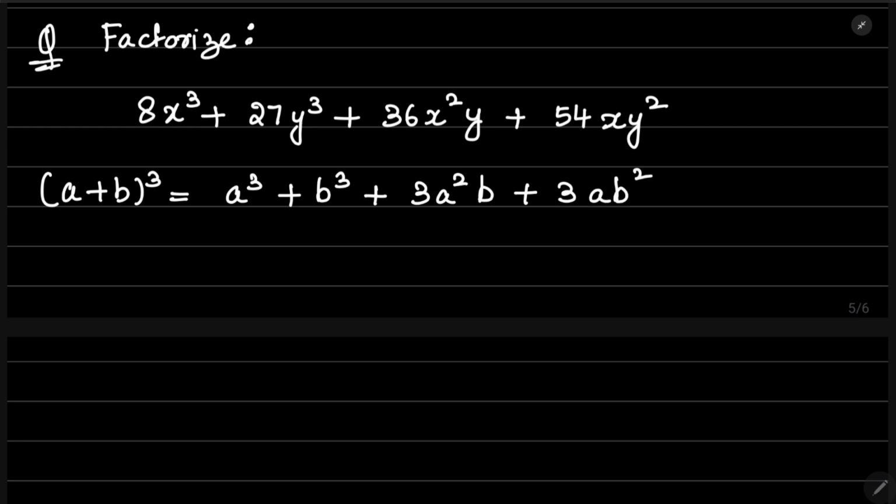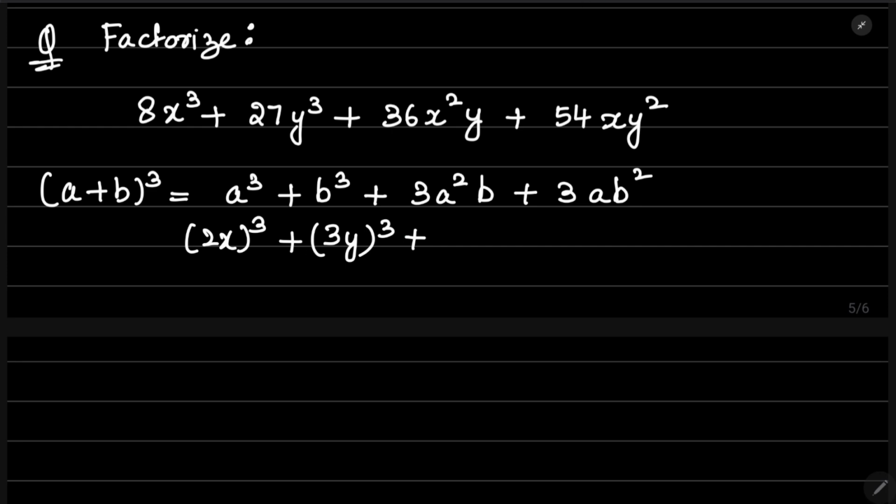Okay, let us do it. So you are given, this is your a cube, b cube, this is your 3a square b, x square y, and this is your ab square term, xy square. Okay, so now let us write. So how can you write 8x cube? You can write it in the form of 2x the whole cube, plus 27y cube can be written as 3y the whole cube. After that you forget the question.